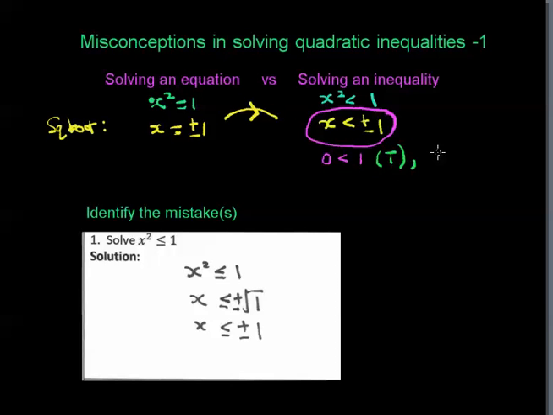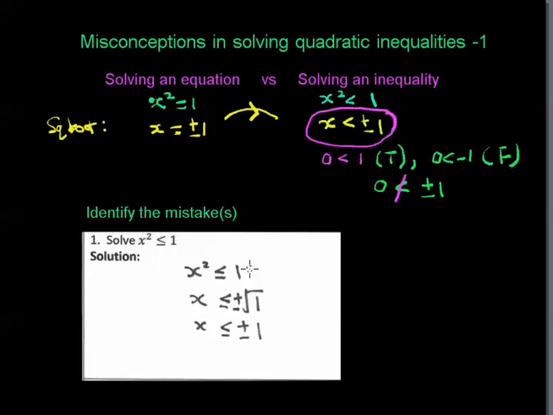But 0 less than negative 1 is a false statement. Thus, it has no meaning. If we write 0 less than or equal to plus minus 1 at the same time, it's meaningless.